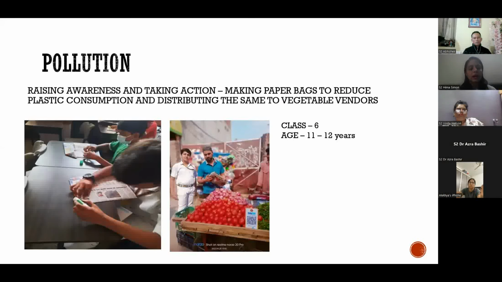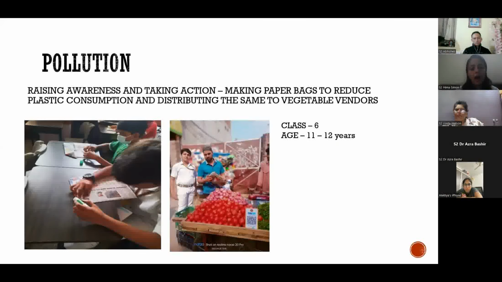And this was a lesson on pollution. Class 6 students are very well aware of the different kinds of pollution. Today, plastic pollution is the major crisis that we are all facing. We are all trying to reduce the use of plastic, especially when we go to a market and buy food and everything, we get it in a plastic packet. So how can we reduce the use of this plastic?